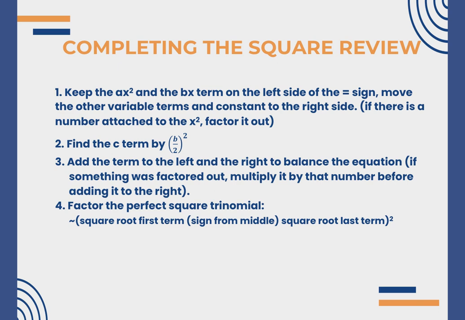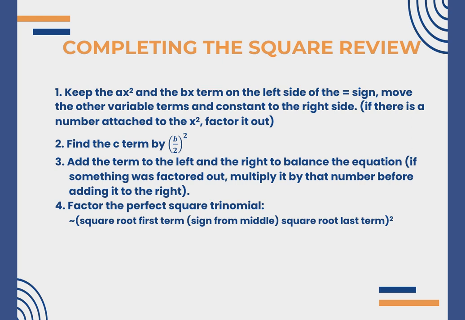So as a refresher on complete the square, your goal is to keep the ax squared and the bx term on one side of the equation, and then move the other stuff to the other side. So there should be a constant. There might be more than one variable. If there's a number attached to the squared term, we have to take it out. So we divide by it. And then we find what number we're going to fill in by taking the second term, dividing it by 2, and squaring it. We add that term to the left and the right side of the equation to keep it balanced. And if something was factored out, we multiply it by that number before adding it to the right. And then we are going to factor the perfect squared trinomial, and what will result is one of your conics.